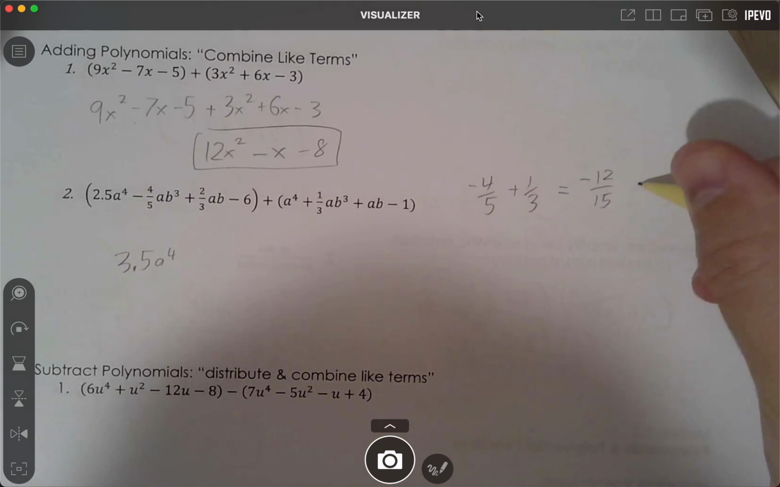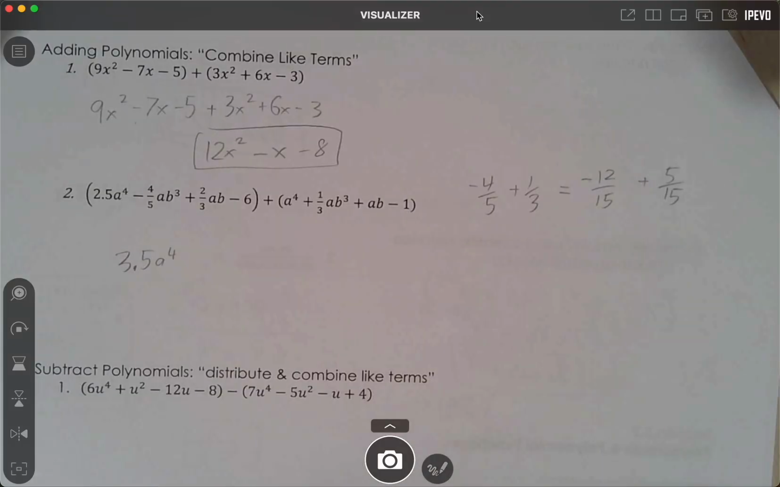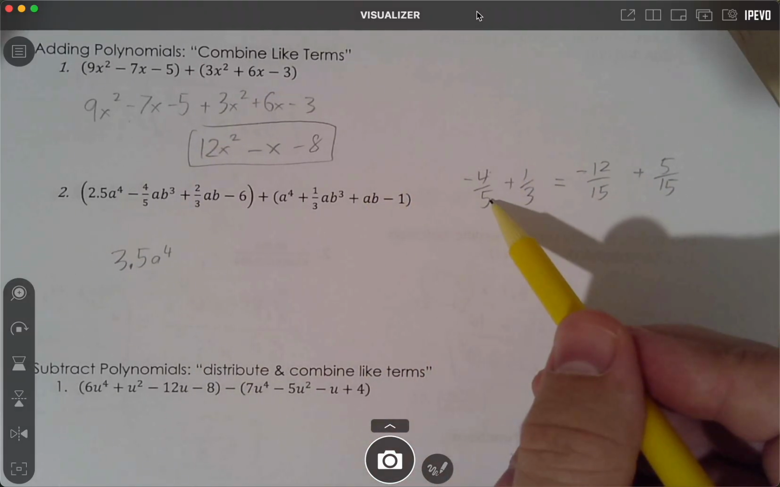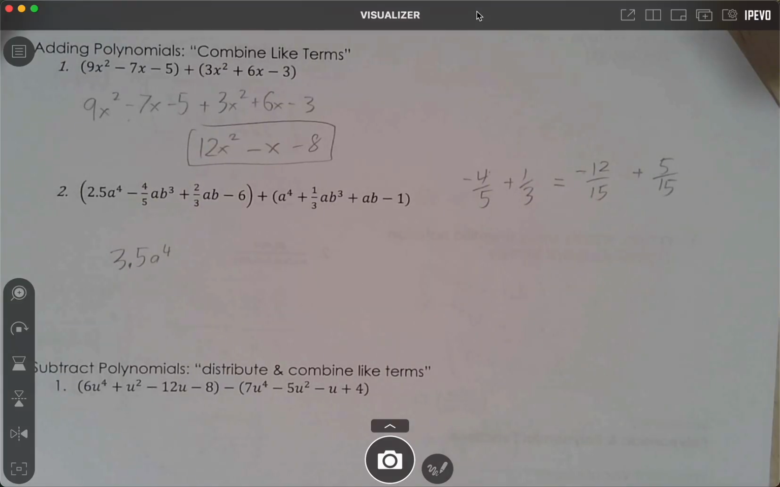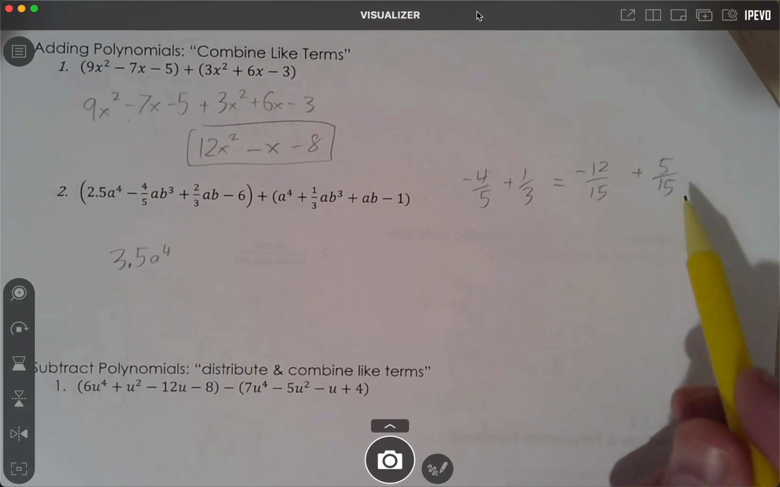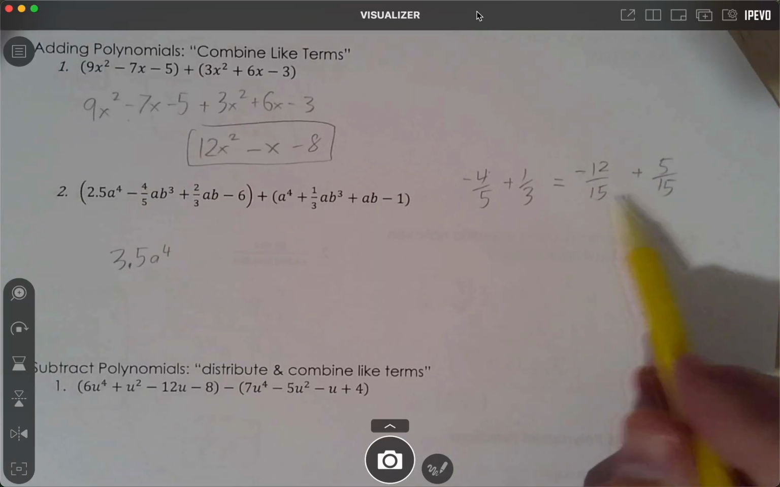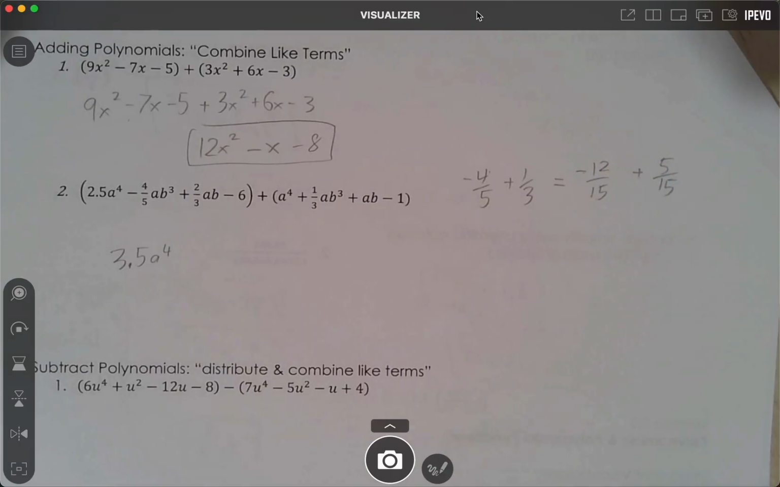In case you don't remember, it's because we are changing the appearance of my fractions, but I'm not changing the worth of my fractions. If I multiply by 3 over 3, 3 over 3 is just 1. If I multiply by 1, I'm not changing the value, but I am changing how it looks. But now they both have a denominator of 15, and so now these two things can go together.